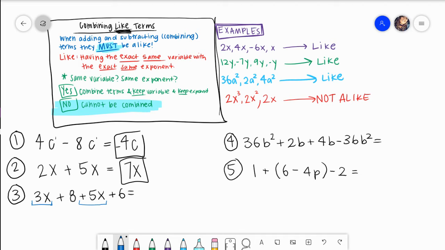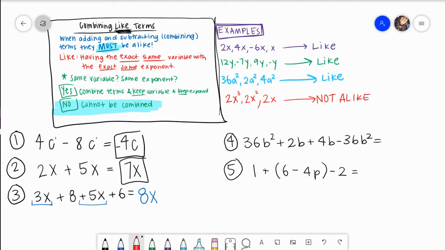So if I look, I've got 2 terms that have the same variable, same exponent. Now let's look at the actual numbers. That's a positive 3, positive 5. Signs are the same. You add and keep the sign, and then because there's variables, I keep and keep.